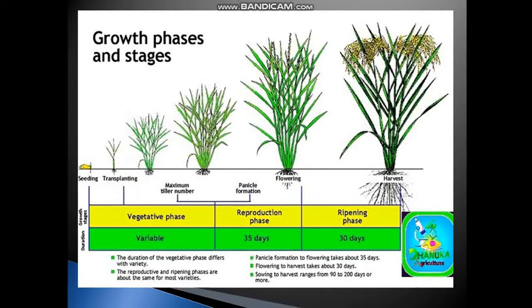In the figure, you can see the seedling change into the next seedling growth, and then transplanting. Similarly, it takes time to produce tillers, then there is a maximum tiller number, and the plant keeps growing. There is panicle formation, then flowering, and then the ripening phase, milk stage, and maturity stage. Then at the end, there is harvesting time, right?